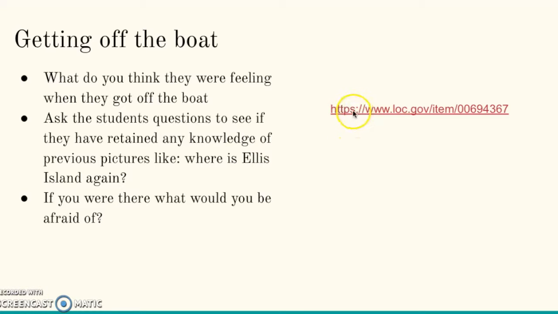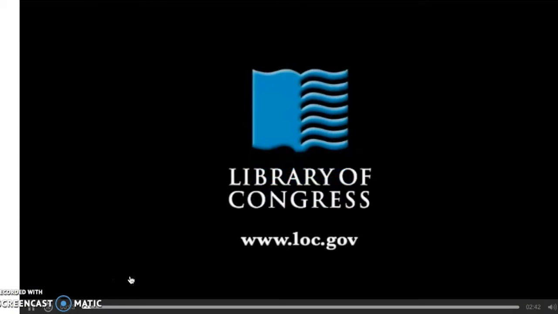So the video that I'm going to show has no sound to it, and it's just a video of how the boat pulled up to the dock and then the people went inside. So this is what it looks like. From the Library of Congress in Washington, D.C.